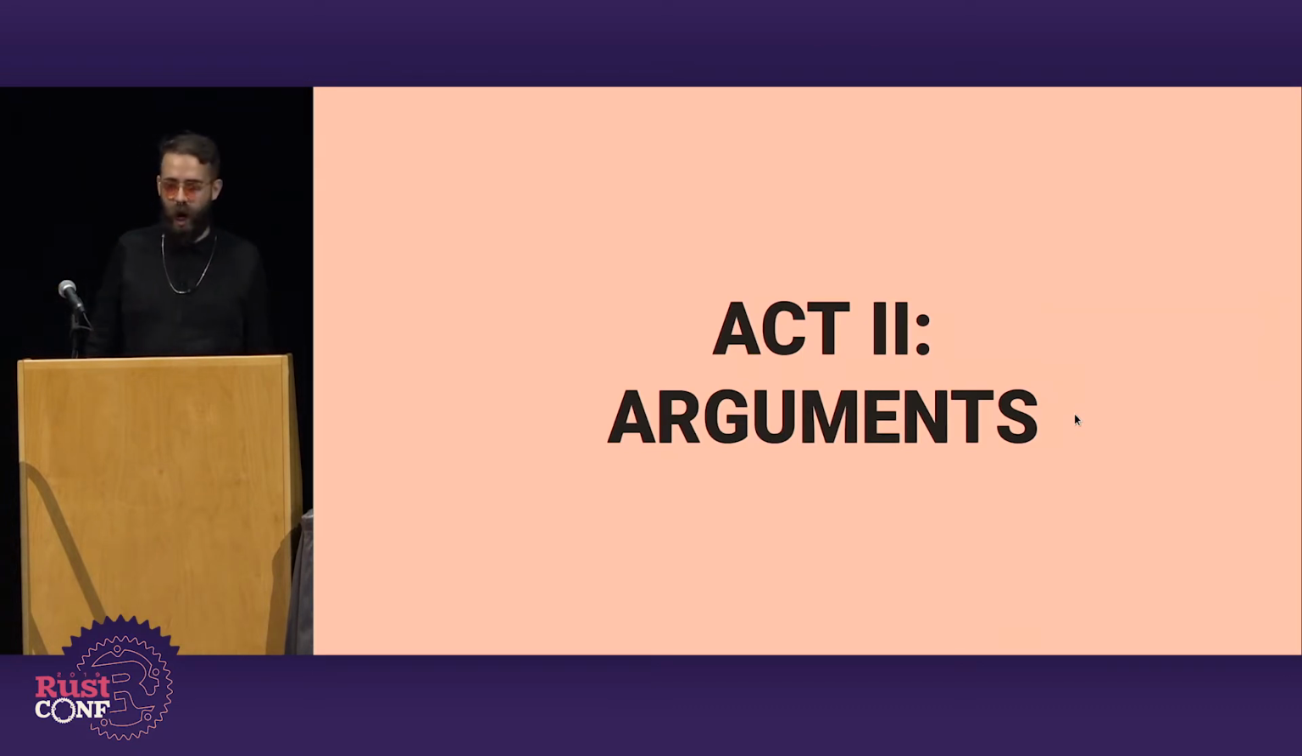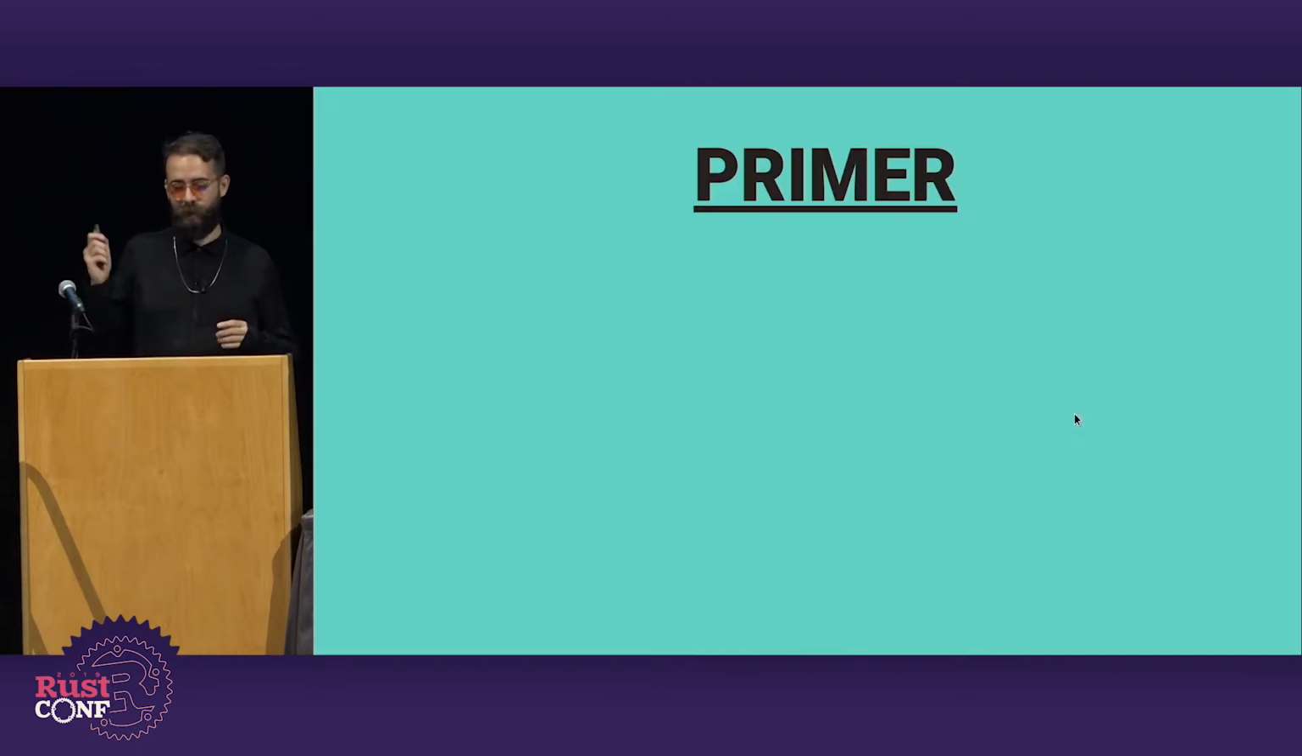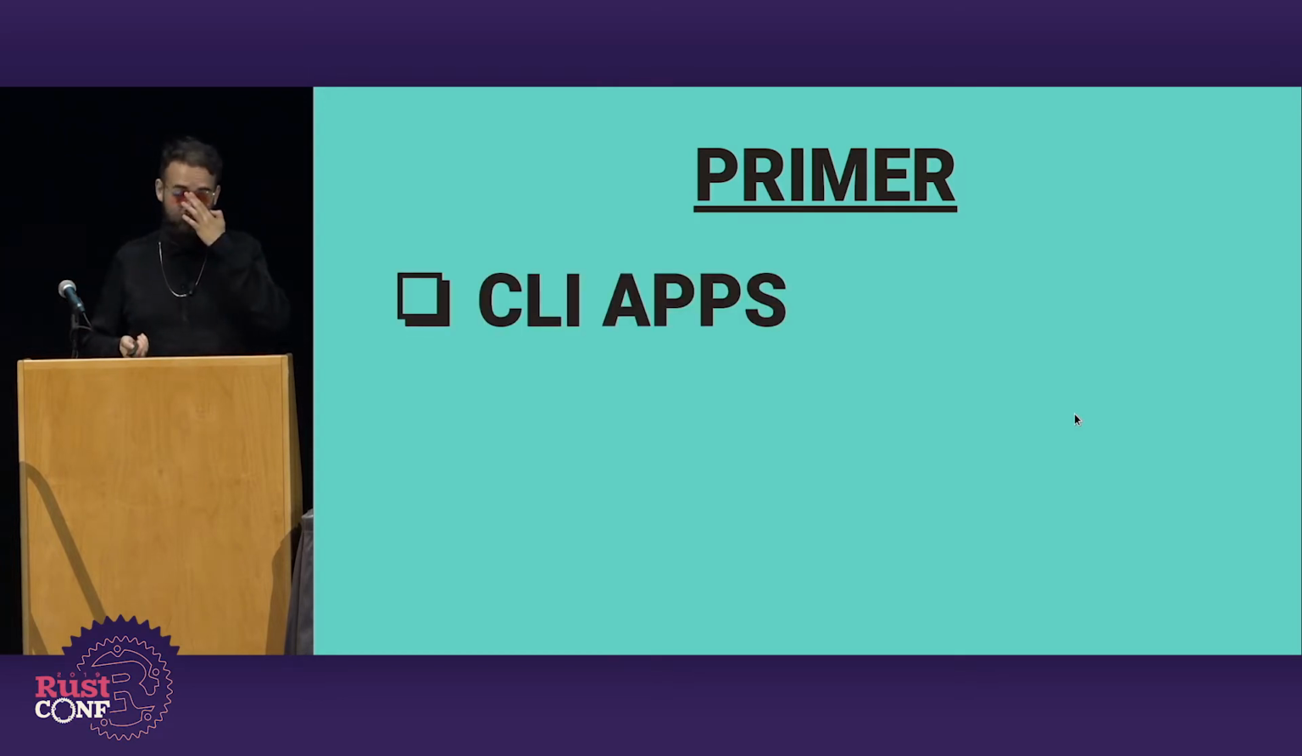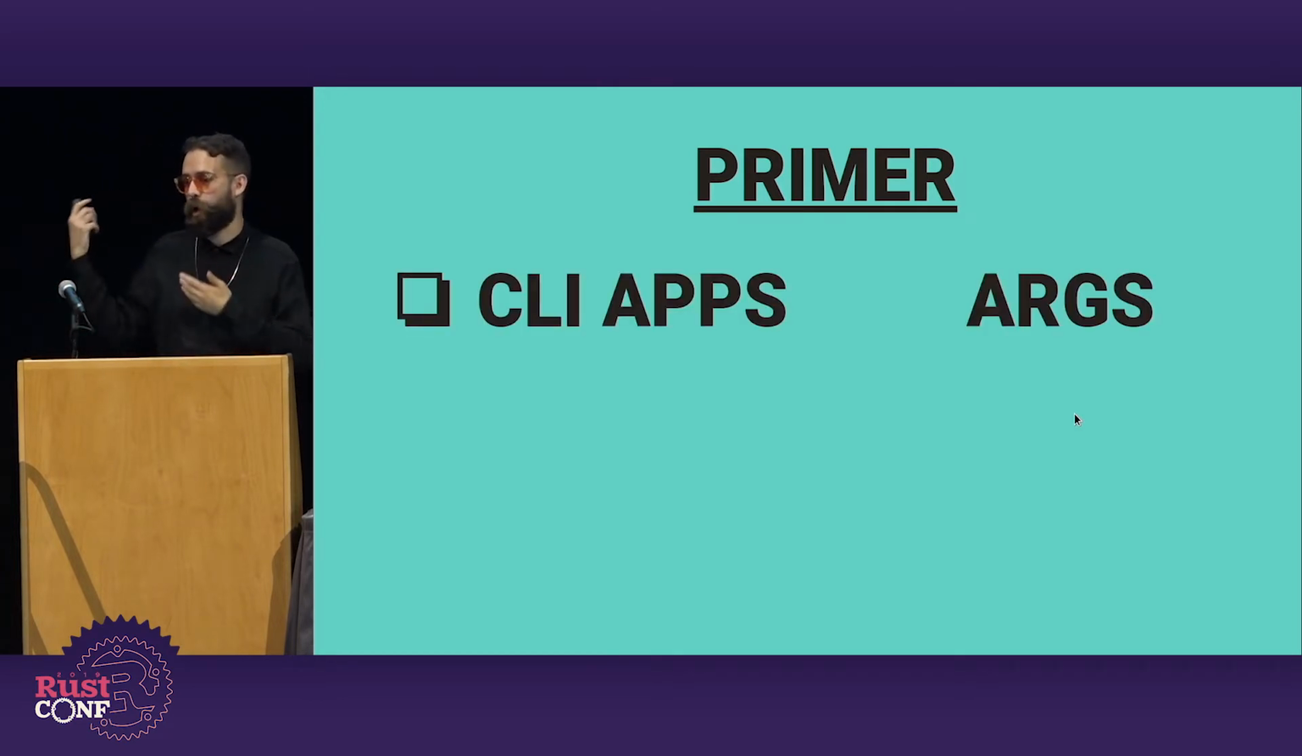Chapter 2, arguments. How do we get arguments in main? Well, a little primer on what arguments are. I like to think of them as input to your application, right? So you boot up your app, and it gets arguments. It gets input from somewhere. So a classic one is for command line apps. You have your command line arguments.